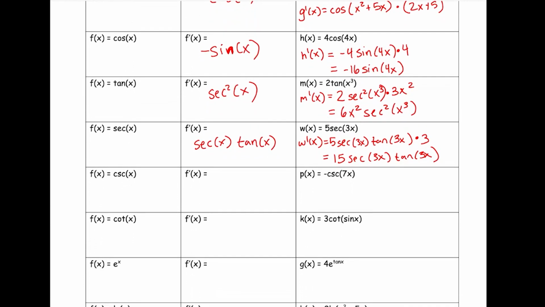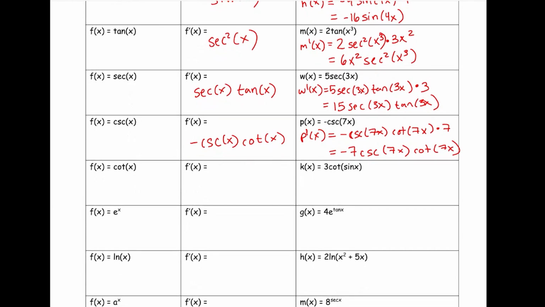The derivative of cosecant is similar to the derivative of secant. And that is, the derivative of cosecant is the opposite of cosecant x times cotangent x. So the derivative of p of x over here, which is negative cosecant of 7x, is the opposite of cosecant 7x times cotangent of 7x. And then using the chain rule, we're going to multiply by 7. So I could pull all the coefficients to the front: negative 7 times cosecant of 7x times cotangent of 7x.